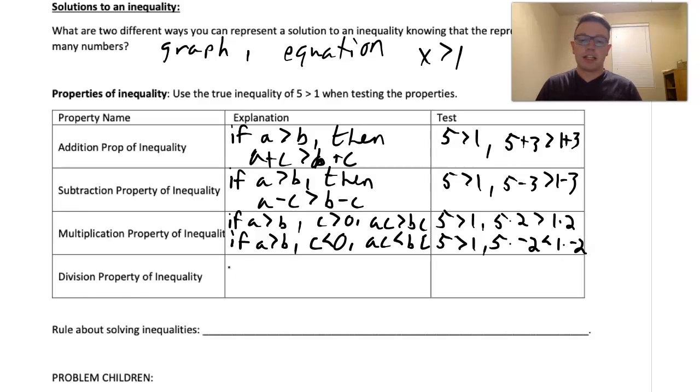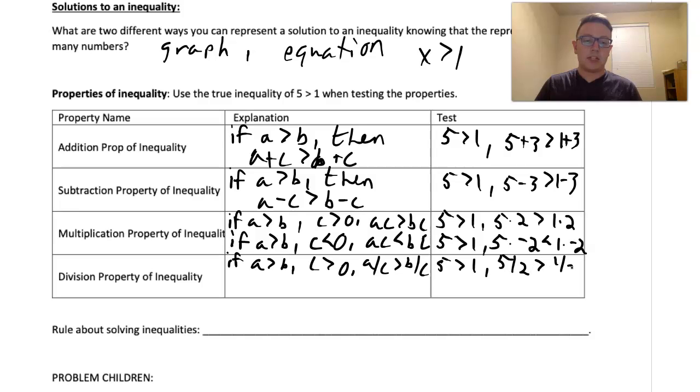And the division property is pretty much the same. If we have one number that we know is bigger than the other, but we're trying to divide by something positive, something greater than 0, then our inequality will stay the same. Then this side will still be larger. So if we divided both 5 and 1 by 2, 5 halves would still be greater than 1 half.